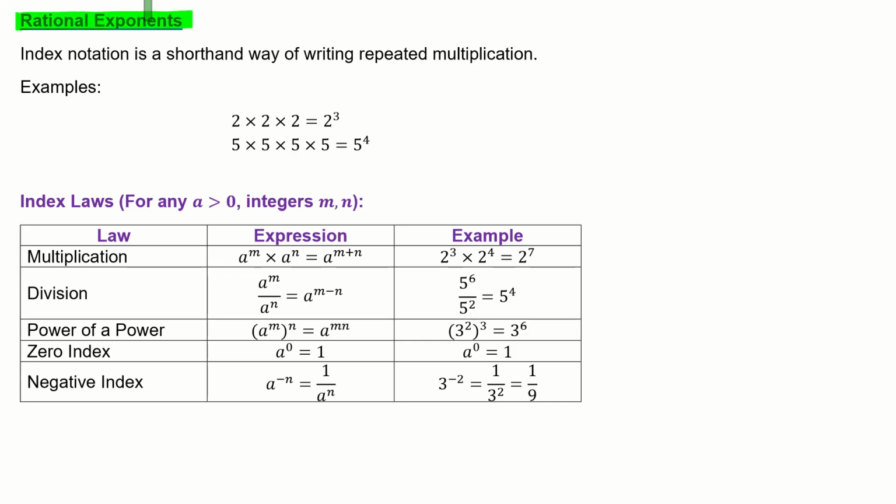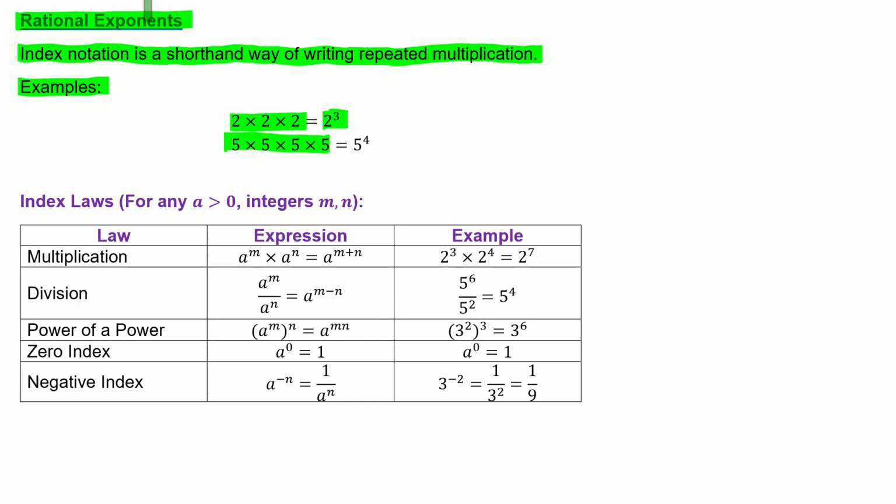Rational exponents. Index notation is a shorthand way of writing repeated multiplication. For example, we can contract 2 times 2 times 2 to 2 cubed, and 5 times 5 times 5 times 5 to 5 to the power 4. These are things that you should be aware of from earlier study. There are some index laws that you should be aware of.